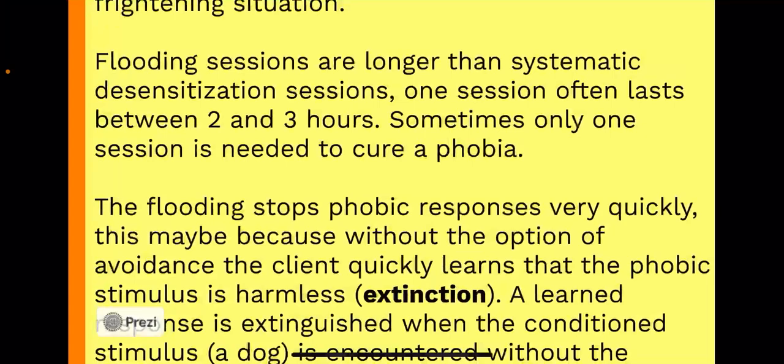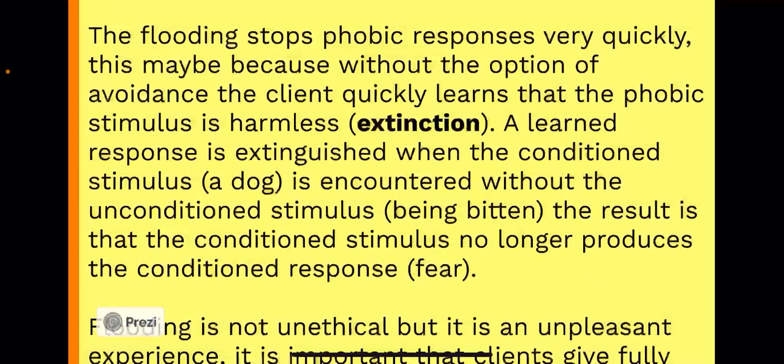Flooding sessions are longer than systematic desensitization sessions. One session often lasts between 2 and 3 hours. Sometimes only one session is needed to cure a phobia. The flooding stops phobic responses very quickly.